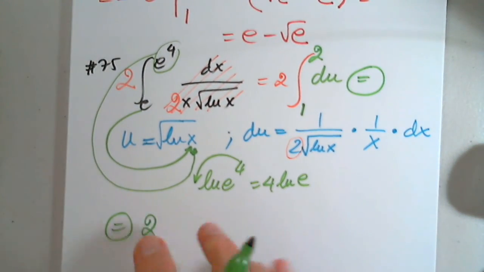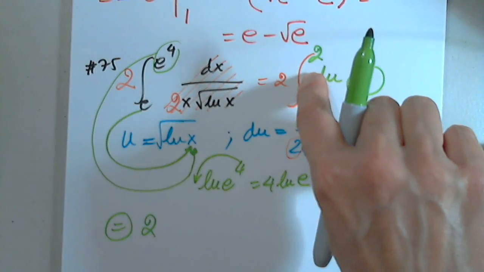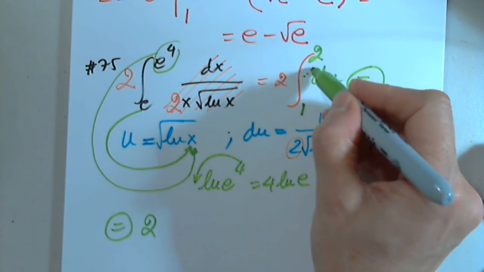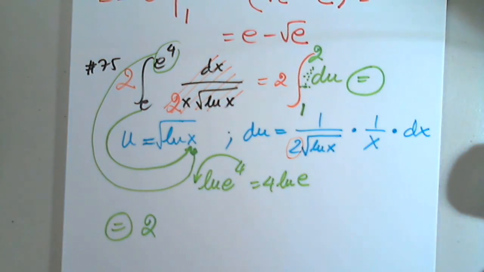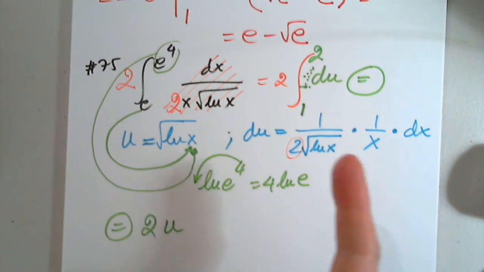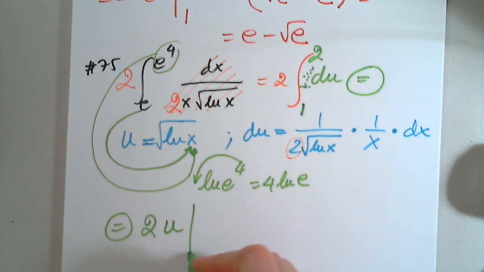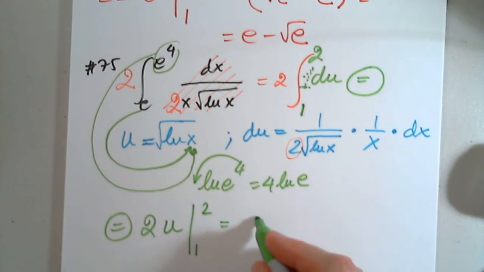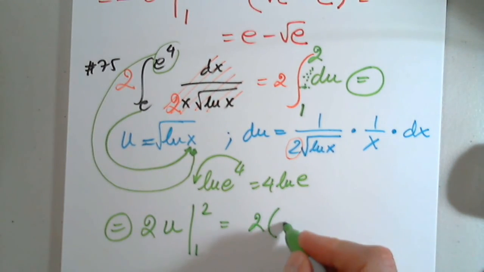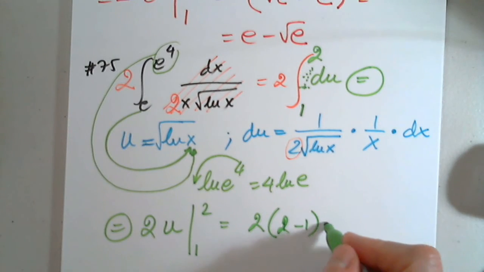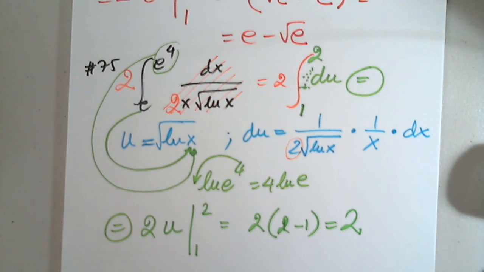So now from here, I have 2, which function prime is 1. Yes, but I have to use the variable, right? Between 1 and 2, very good. So 2 minus 1, 2 minus 1 is 1.